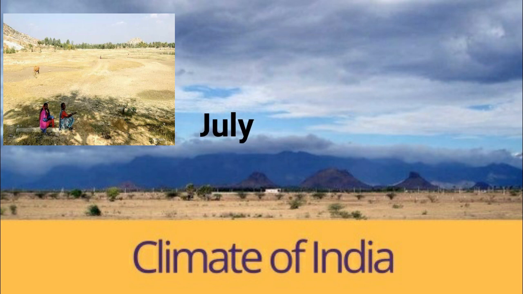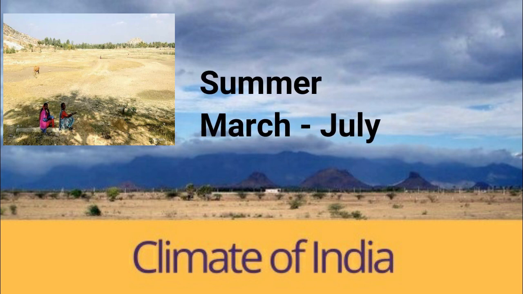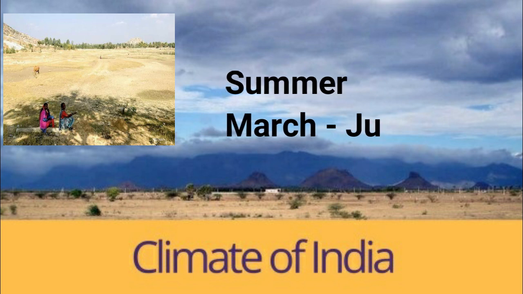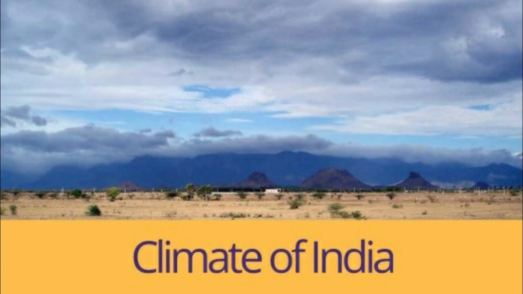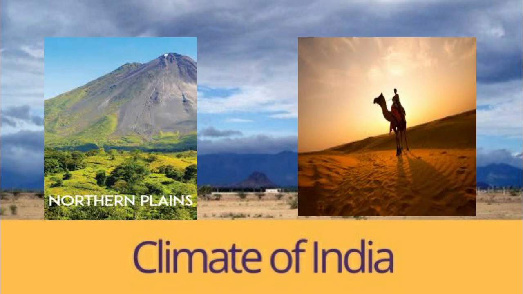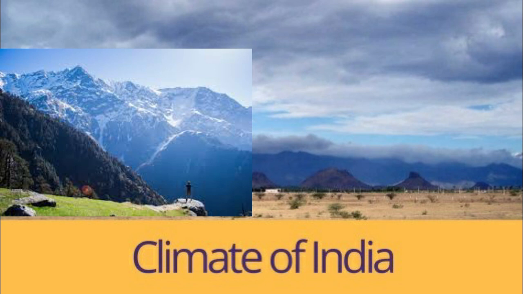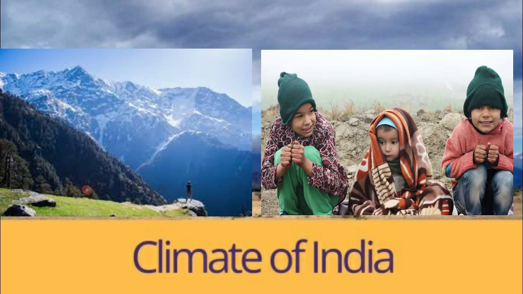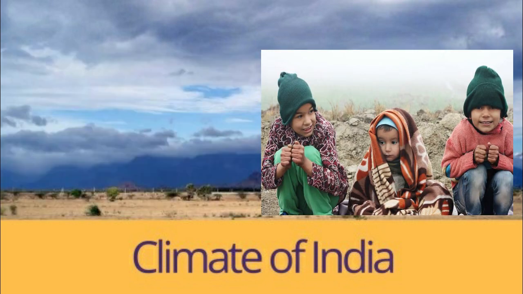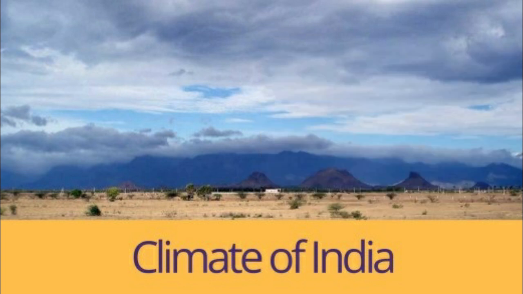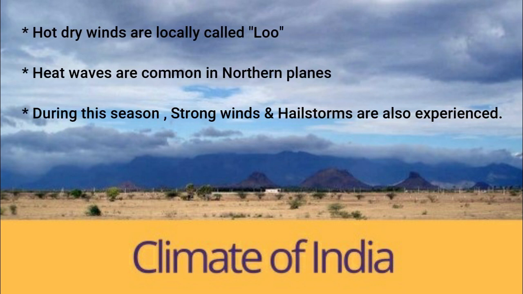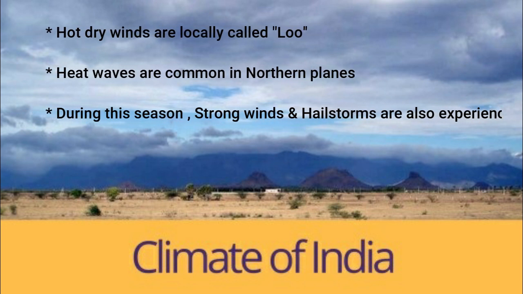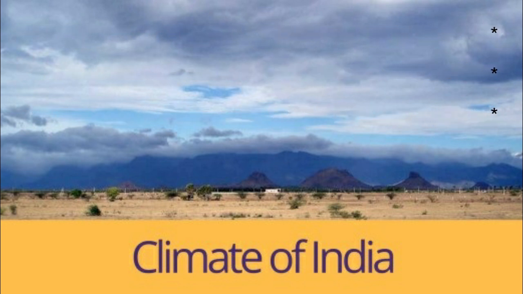The summer season begins in the month of March to April and extends up to July. Temperatures of the northern plains and Rajasthan are hottest. The hilly areas are relatively cool due to their height. Therefore, people from the plains go to the hill stations in summer. Hot dry winds, locally called Lu, and heat waves are common in the northern plains. During this season, strong winds and hailstorms are also experienced.